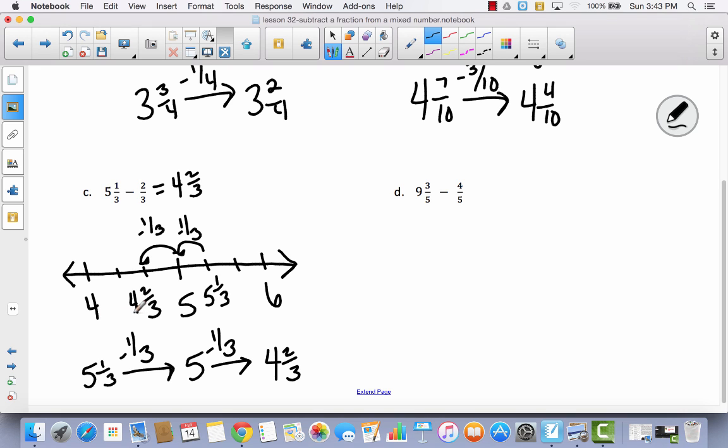All right, so let's take a look at D. So first of all, I'm going to evaluate. Can I take 4/5 away from 3/5? And the answer is no. So let's take a look at what this looks like using the number line. So I have to go all the way to 10 so that I can get to 9 and 3/5. And I can't begin at 9 because I'm going back past 9. So I'm going to have 8, 9, and 10. And I have to divide these into fifths, which means I have to draw 4 lines. So 1, 2, 3, 4, 5.